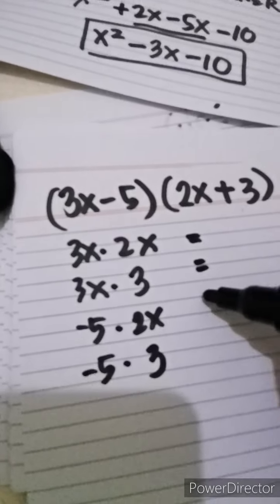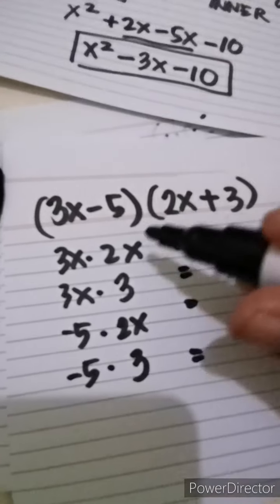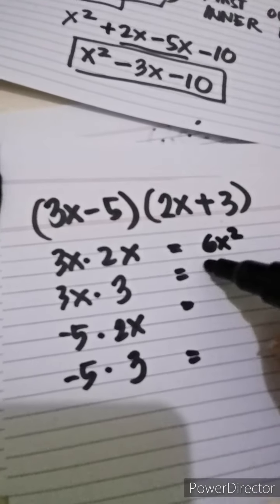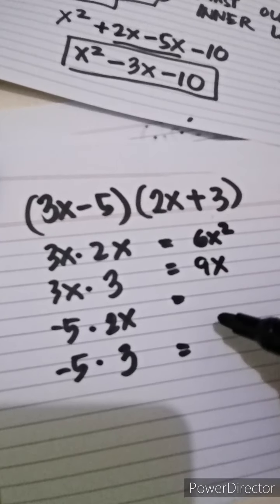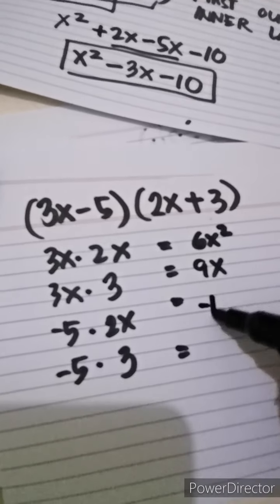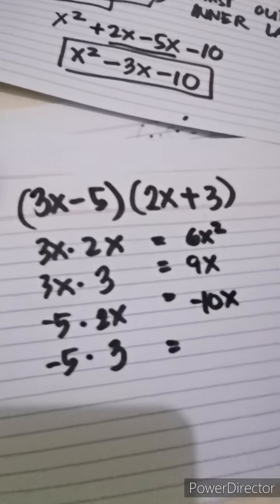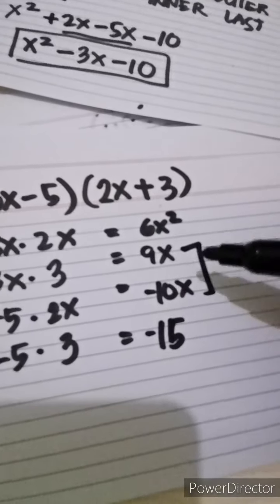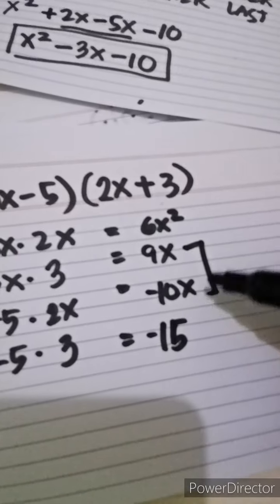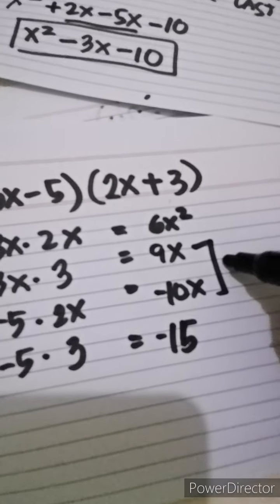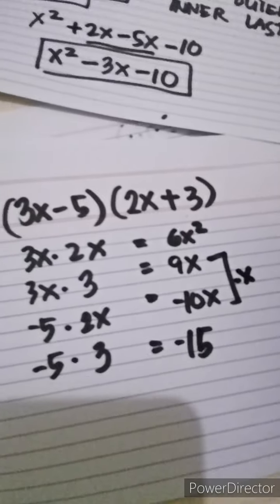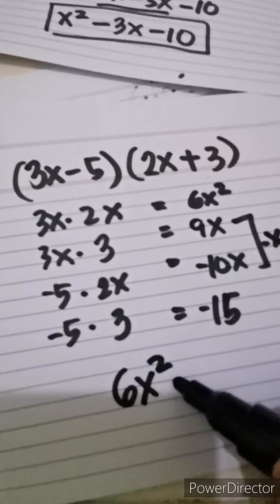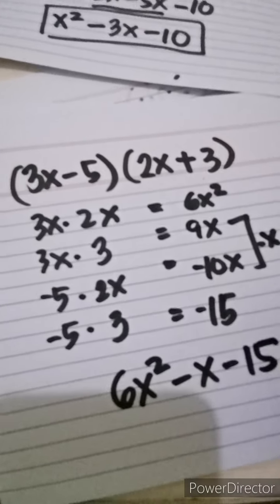So, kuhanin natin ang product ng mga kinuha natin na FOIL. So, 3 times 2x is 6x squared. 3x times 3 is 9x. Negative 5 times 2 is negative 10x. And negative 5 times 3 is negative 15. Okay. So, simplifying, may parehas na ulit tayo. So, 9 minus 10. So, we have negative 1 or negative x. So, para makuha natin ang sagot, so, pag samasamahin natin, so we have 6x squared minus x minus 15.